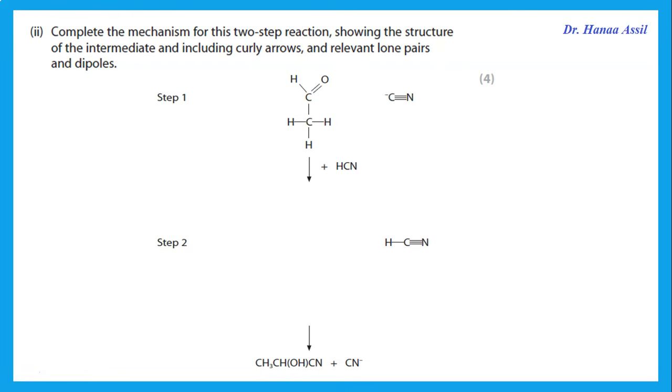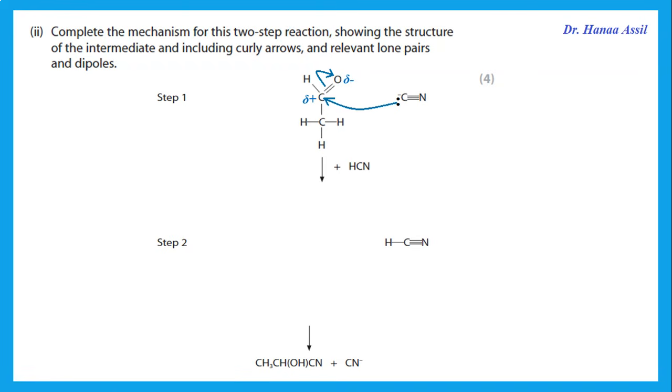Complete the mechanism for this 2-step reaction, showing the structure of the intermediate, curly arrows, relevant lone pairs, and dipoles. So if we have the cyanide group with a negative charge, what is the first step that happens? You should realize that the cyanide group is a nucleophile, and that means it has a lone pair of electrons. If I have C triple bond N, I have a negative on the carbon, that means there is a lone pair of electrons. So please bring the arrow from the lone pair of electrons on the cyanide, not from the negative charge.